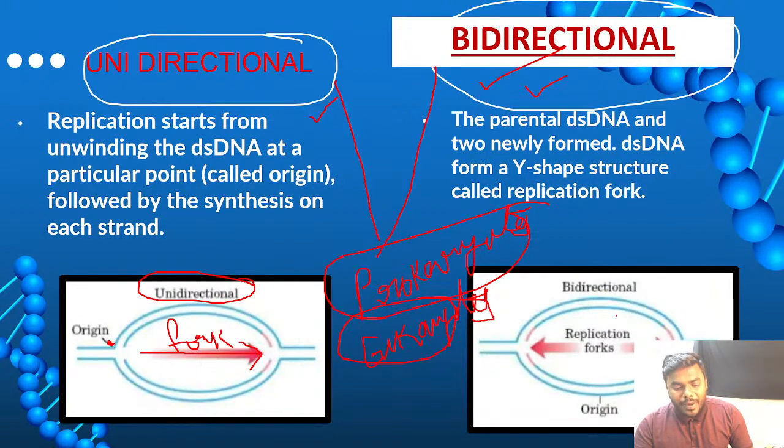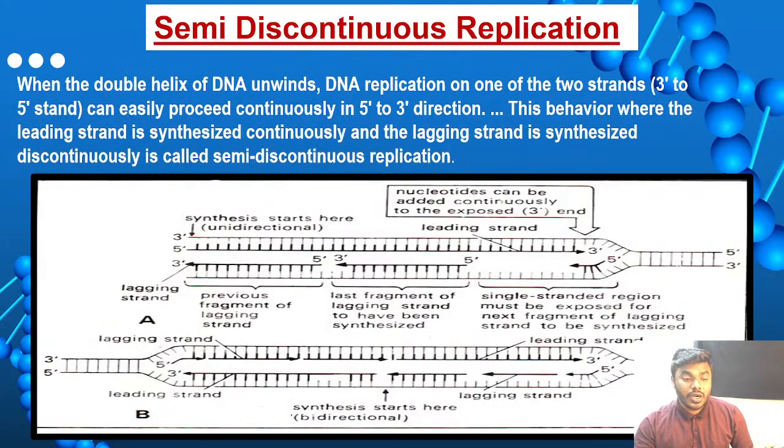But if you look at bidirectional, what you have to understand is, see, this is the origin, and there are two forks. One fork is moving clockwise, another fork is moving anti-clockwise. Two forks start moving in two different directions. That is what we call, friends, bidirectional. One we call unidirectional, one we call bidirectional. But what's the common point I told you? In prokaryotes and eukaryotes, the most common type of replication direction is bidirectional only.